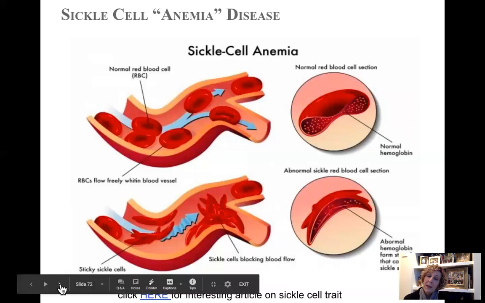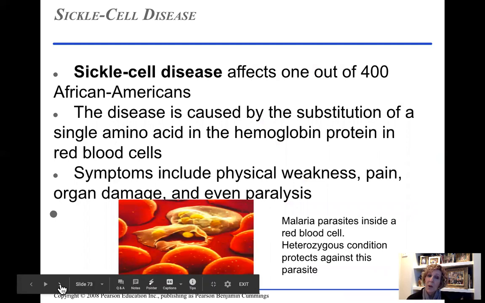Sickle cell anemia, we've just talked about, right? This is a defective type of hemoglobin that causes the red blood cells to be sickle shaped. This is also recessive. And this affects 1 out of every 400 African Americans. Why do we have this horrible gene? Well, it actually has an advantage in an area where there is malaria, because malarial parasites can't really infect the red blood cells of individuals that have this type of sickle cell hemoglobin.